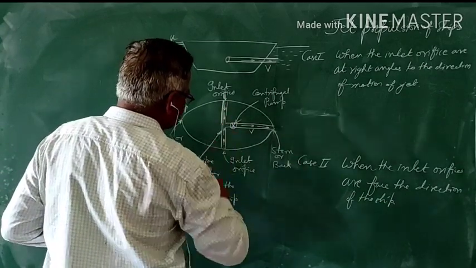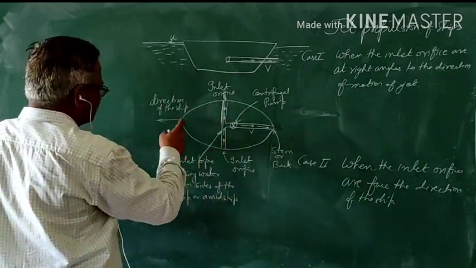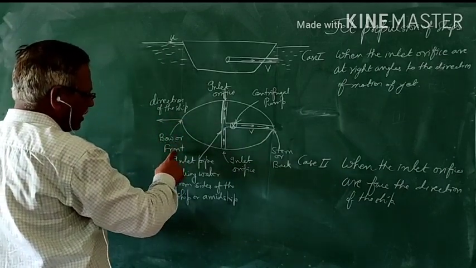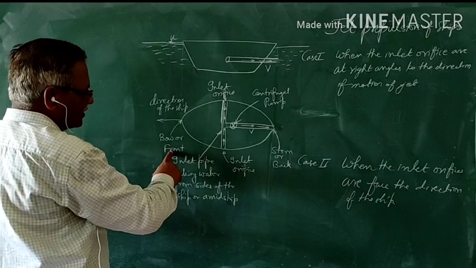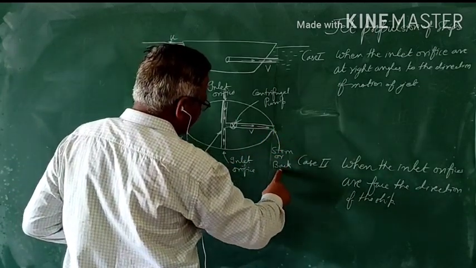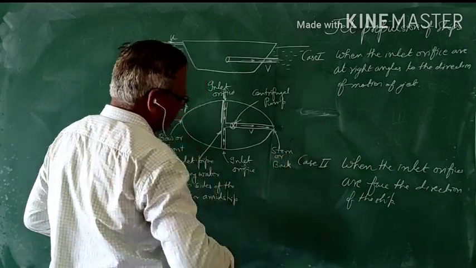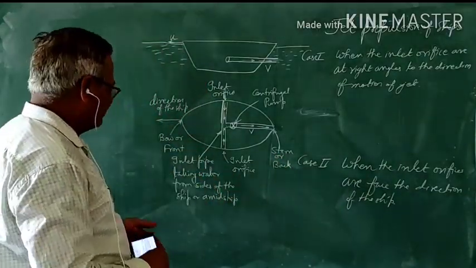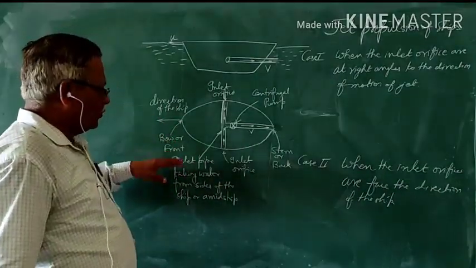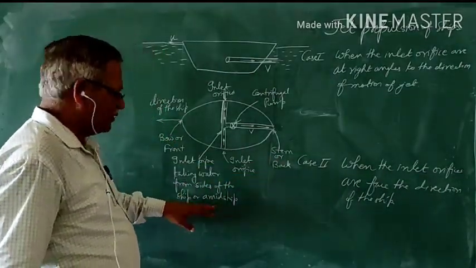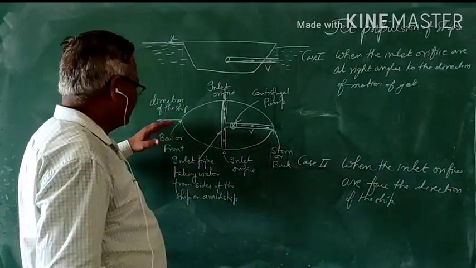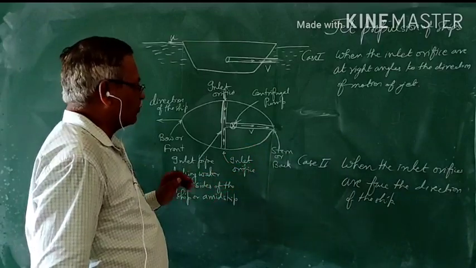The ship is moving in this direction, and the front end of the ship is known as the bow end. The tail end, the back end, is known as the stern. You have to remember these points, because in the exam the bow, the stern, or the midship may be given instead of front, back, or midpoint.